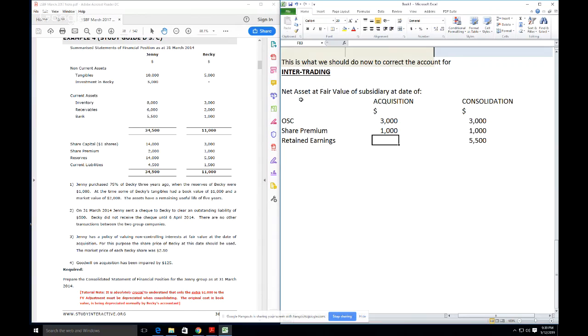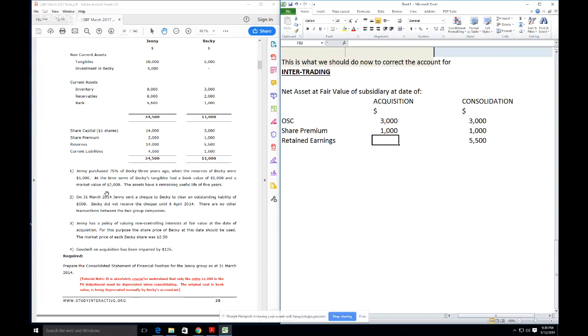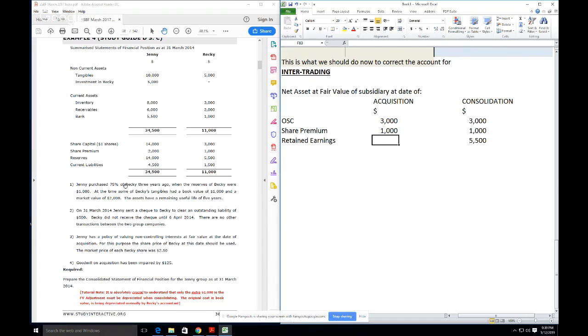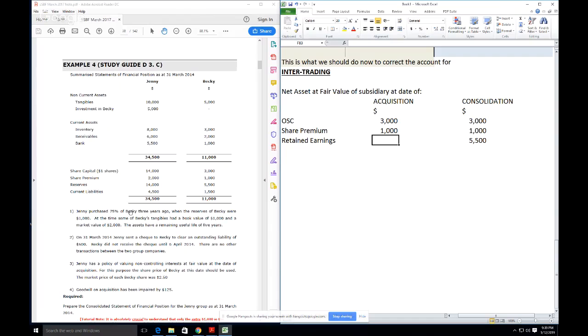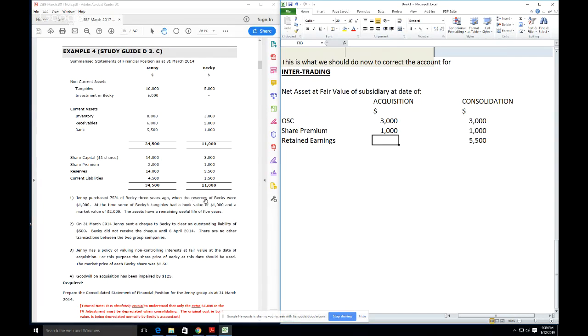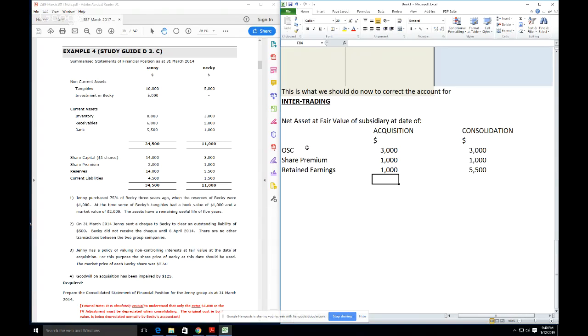So in here, we look at it. Let's go to the question again and find out how much it was that they had. Jenny purchased 5% of Becky 2 years ago when the reserves of Becky were 1,000. We have that here. So 1,000. Presto. Now we bring in our workings.